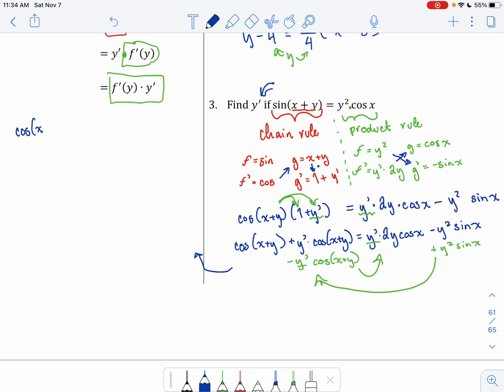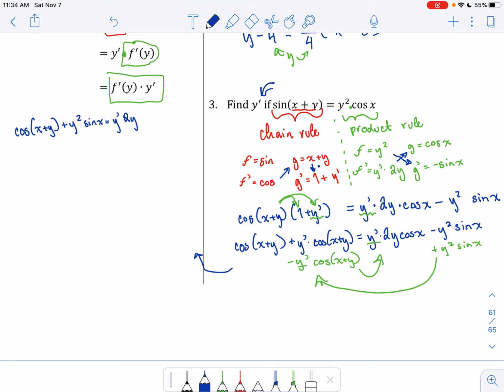So we end up with cosine of x plus y plus y squared sine of x, so the non-y prime terms, equal to y prime 2y cosine of x minus y prime cosine of x plus y. And this is why you want them on the same side, so you want to factor out a y prime, because then you're just going to divide by that factor. So in this case, you get y prime times 2y cosine of x minus cosine of x plus y.